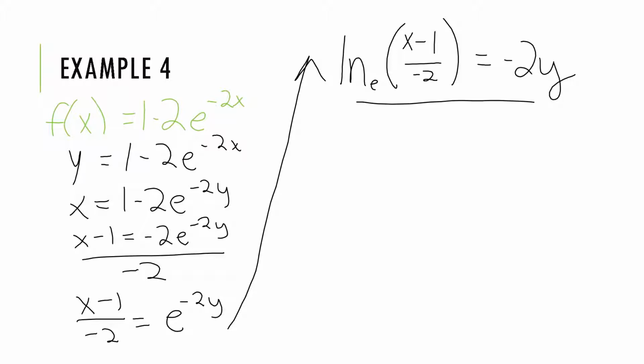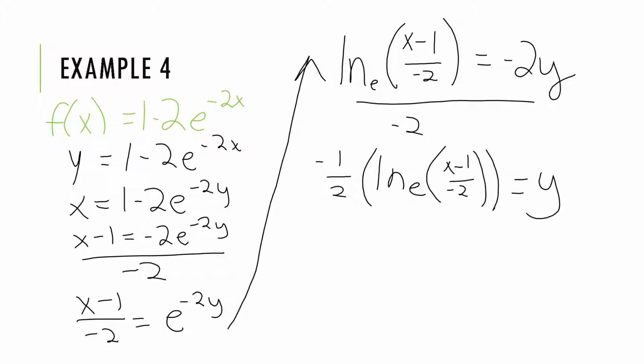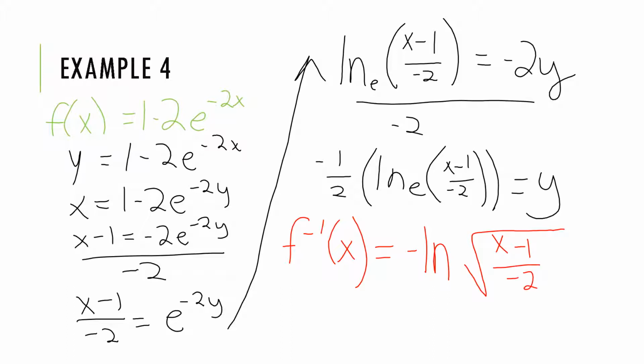And then we're going to divide the entire thing by negative 2, and another way to write this would be negative 1/2 of the natural log of x minus 1 over negative 2. And that's going to give us y, and we can rewrite this to be a function and say the inverse equals the negative natural log of the square root of x minus 1 divided by negative 2. And you would get that from raising this to the negative 1/2 power, which is known by your property of logarithms.